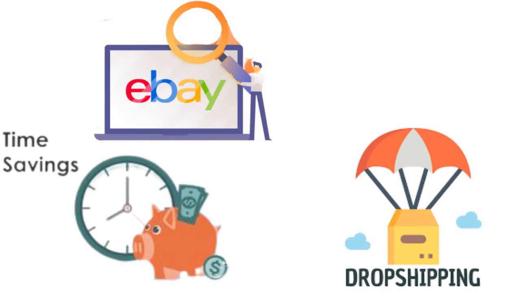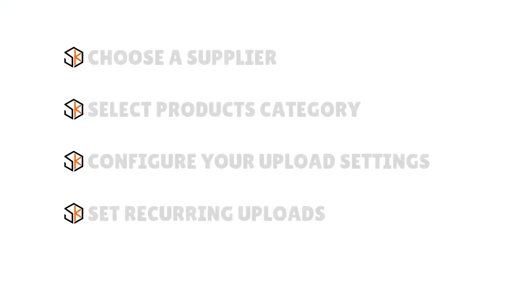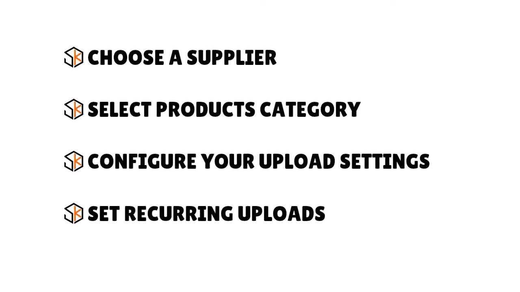So this is really good because when you have such a large net, you can only find quality products. Okay, and they offer flexibility. So one thing you want to do when you have AutoDS, the easiest way to find your best dropshipping products for eBay: choose a supplier. Okay, select product categories, configure your upload settings, set recurring uploads. Okay, and once you do that, AutoDS will take it from there.